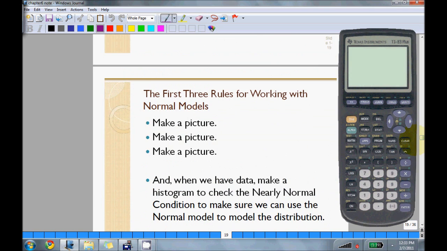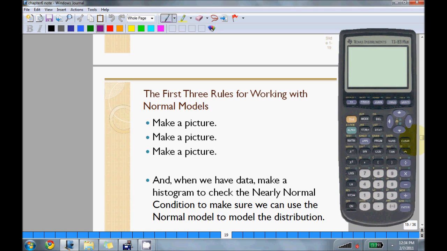So the first rule with working with these models is whenever I give you something, for instance, I say we have some data, the mean was blah, the variance was blah, or the standard deviation was whatever, and I want you to find such and such. The first thing you should do is draw a picture, okay? Draw the distribution, where the mean's at, maybe what data point you're looking at. We're going to go through this today so you get a better understanding of what I mean, but we need to draw a picture. That's going to be very important.